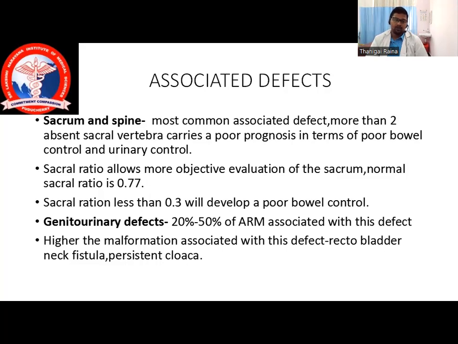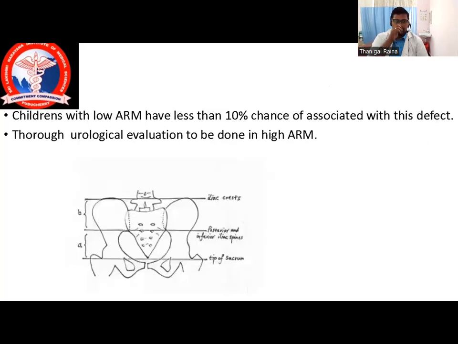Coming to genitourinary defect, 20 to 50% of ARM is associated with this defect. The higher the malformation, the more associated defects, such as rectobladder neck and persistent cloaca. Children with low ARM have less than 10% associated defects. A thorough urological evaluation is to be done in high ARM.